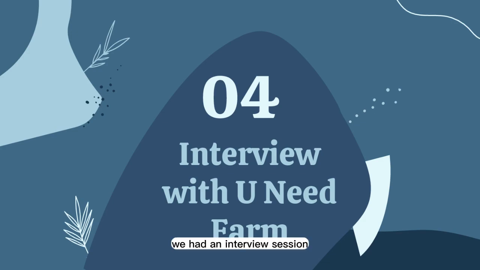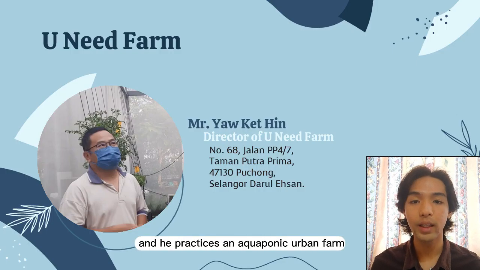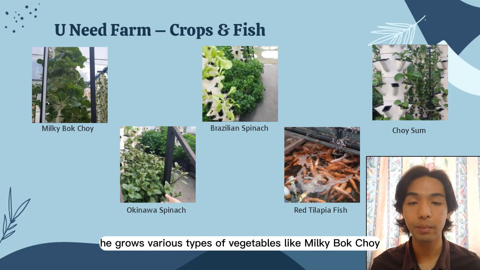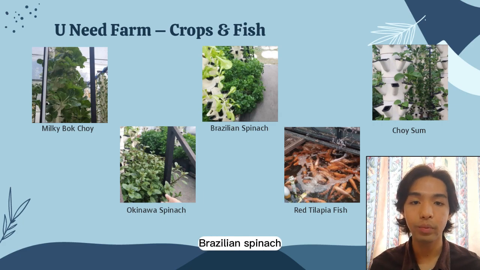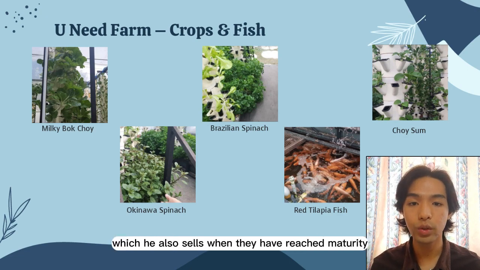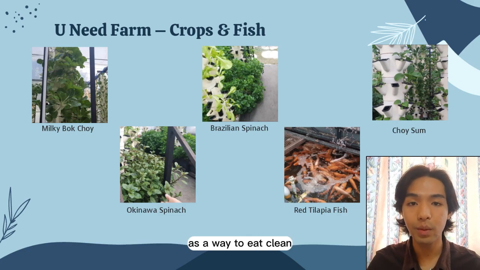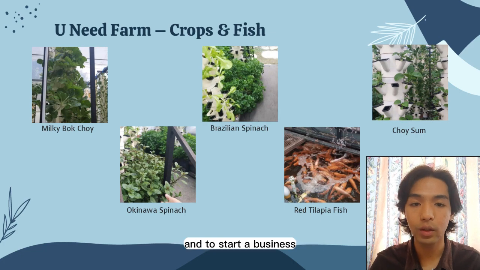Furthermore, we had an interview session with a local aquaponic farm owner to find out his water management practices and challenges that he faced. Unit Farm is managed by Mr. Yaw and he practices aquaponic urban farming. He grows various types of vegetables like milky pak choy, choy sam, Brazilian spinach, Okinawa spinach and more. Apart from that, he also raises red tilapia fish, which he also sells when they have reached maturity. Mr. Yaw started his aquaponic farm back in 2019 as a way to eat clean, provide job opportunities for his family and to start a business.